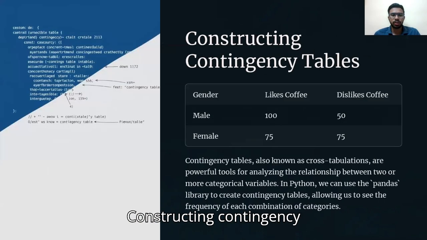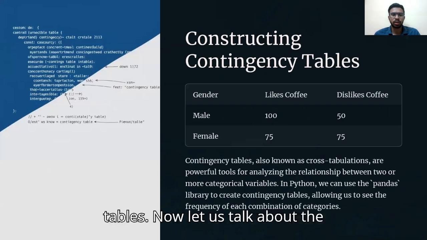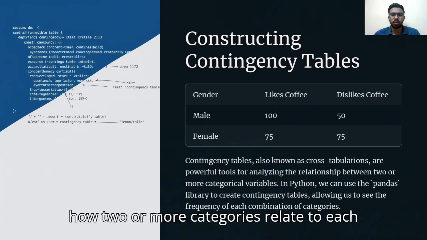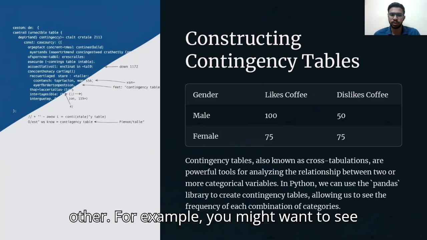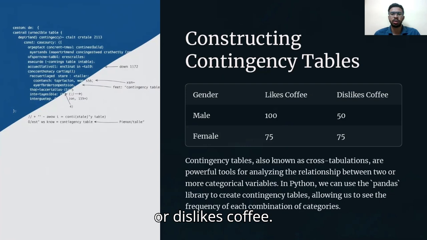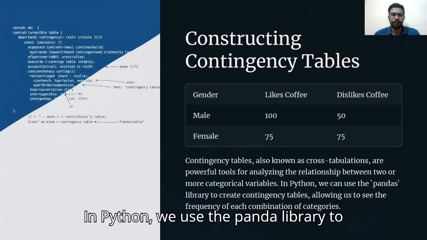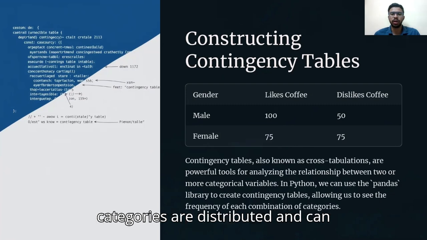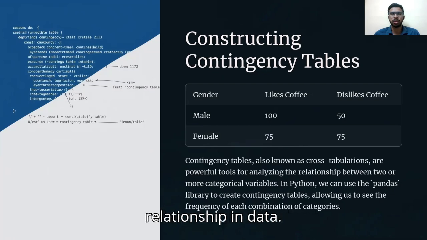Constructing contingency tables. Now let us talk about contingency tables. These tables show how two or more categories relate to each other. For example, you might want to see how gender affects whether someone likes or dislikes coffee. In Python, we use the Pandas library to easily create these tables. They help us to see how different categories are distributed and can reveal important insights about relationships in data.